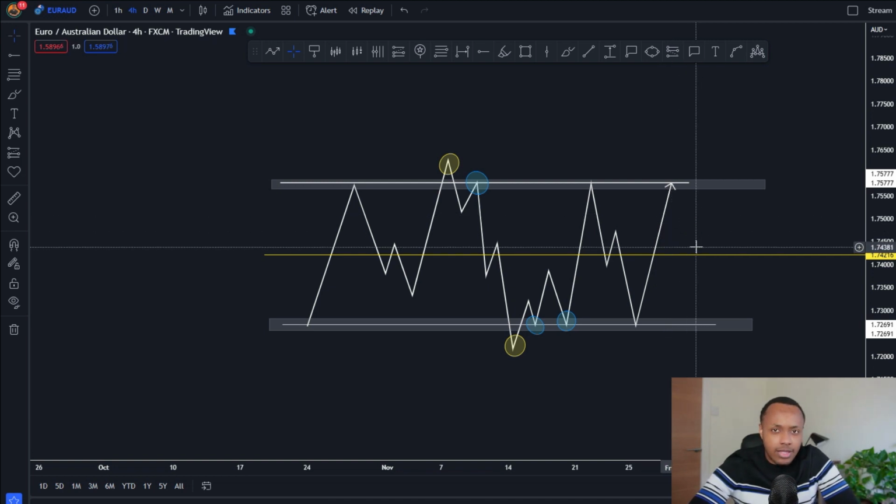So hopefully that made sense. We'll get into some real life market conditions and some real life examples, just to show you how it actually works in the live markets. But yeah, like I said, on Euro AUD and Pound NZD, we'll get to it now.